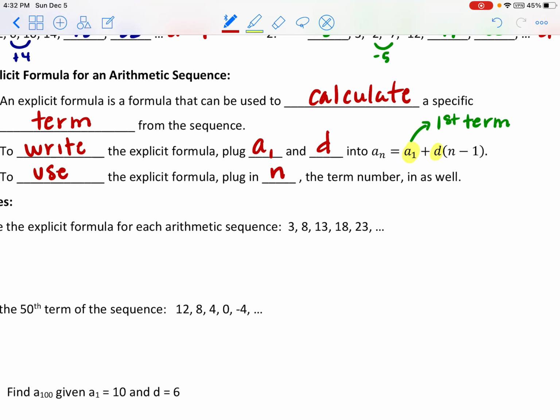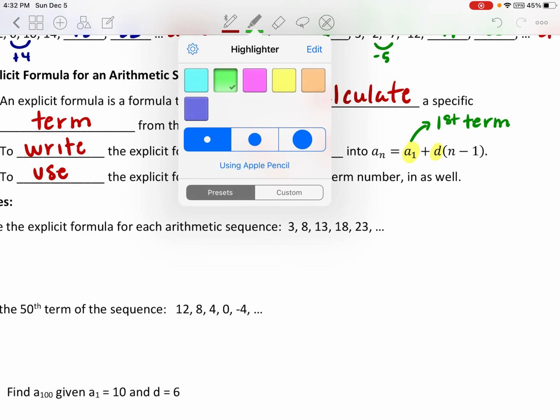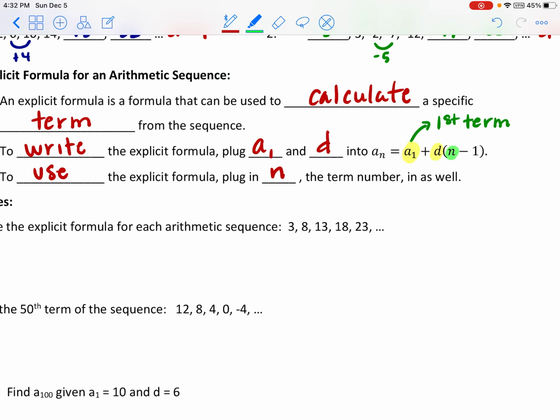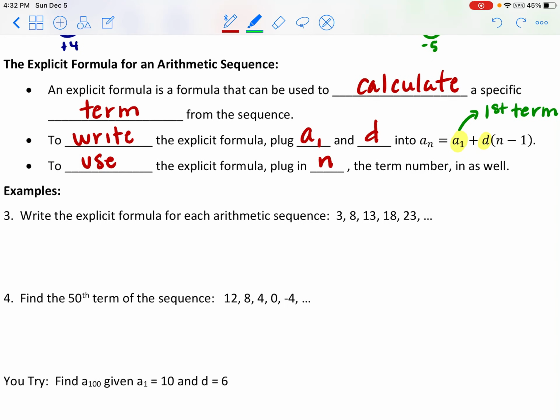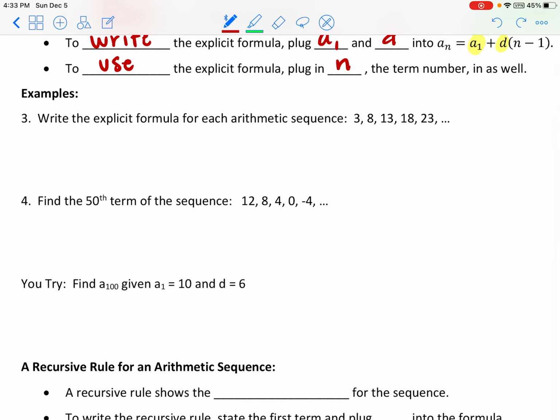So if I said to find, let's say, the 50th term, then you would put a 50 in here for n. Or the 100th term, you'd put 100 in there for n. Okay, so let's practice both here. Number 3 just says to write the explicit formula. So we're not doing anything with it, we're just writing it.